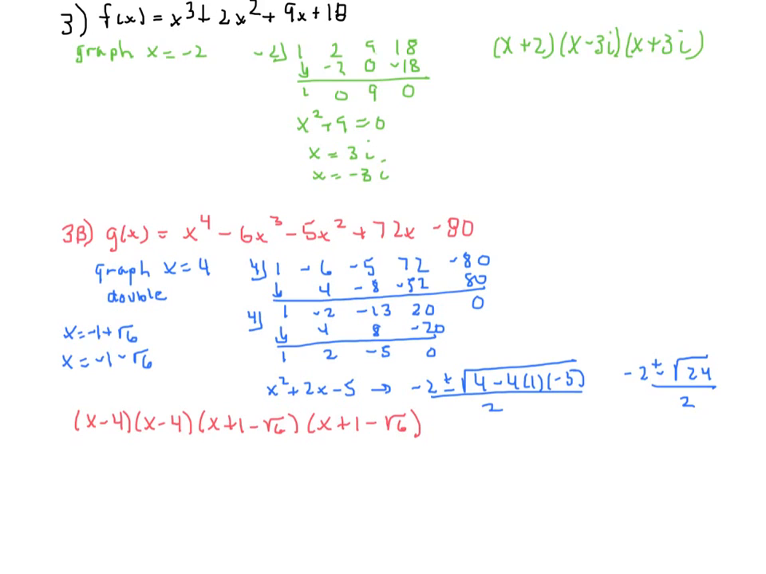Okay, here are the zeros and the factored forms of each of these equations. Number 3 in the book: x equals negative 2, x equals 3i, and negative 3i, making the factored form the quantity x plus 2 times the quantity x minus 3i times the quantity x plus 3i. The zeros on 3b: you've got a double zero at x equals 4, which means you have to divide it out twice. Then your other zeros are negative 1 plus the square root of 6 and negative 1 minus the square root of 6. Okay, let's move along.